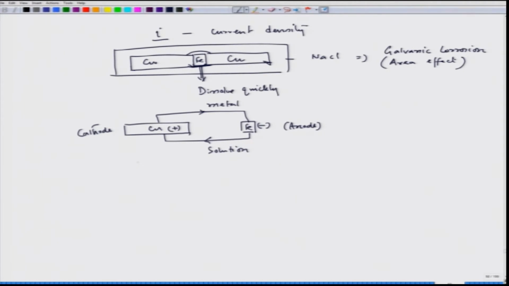Now, if we see the area, the total area of copper is so large. Let us assume that 100 cathodic reactions are taking place, some arbitrary number. The cathodic reaction is O2 + 2H2O + 4e⁻ → 4OH⁻. In order to meet this number of cathodic reactions, we need 100 × 4 electrons.